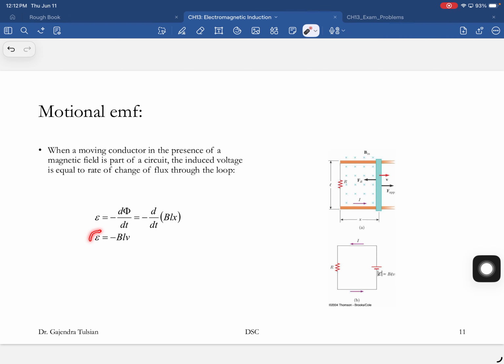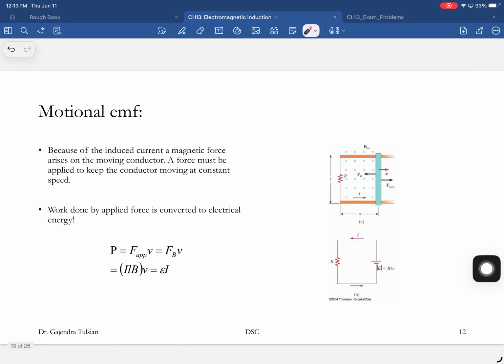All right, so again, you can look at it this way. When you move this guy to the right, the flux through this thing is changing. The flux is increasing because the area of this loop is increasing. And the induced EMF is equal to that. This is the rate at which you're doing work: applied force times the velocity.